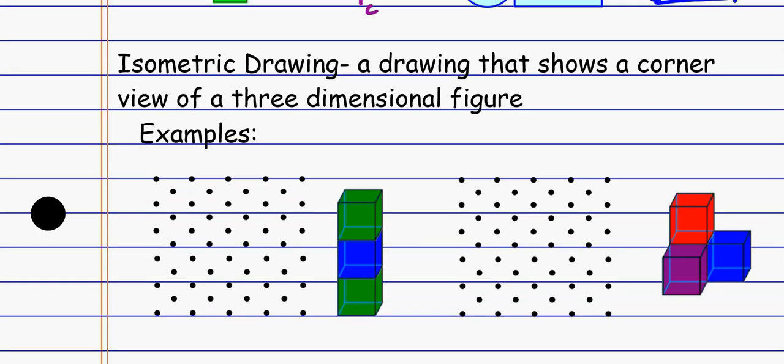All right. And so now let's talk about drawing some of these three-dimensional shapes. The way we draw these a lot of times is using an isometric drawing, all right? An isometric drawing is a drawing that shows a corner view of the three-dimensional shape.